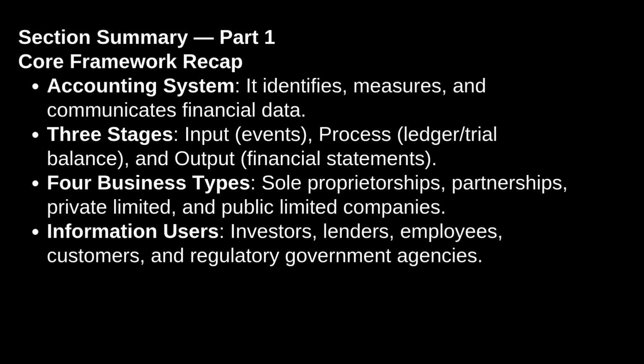Let's start with a rapid-fire recap of our core structural frameworks. Remember, an accounting system isn't just about math, it is a structured process that identifies, measures, and communicates financial data. It moves sequentially through 3 stages: inputting raw economic events, processing them through journals, ledgers, and trial balances, and generating the final statements. We also explored the 4 primary business structures, ranging from small sole proprietorships up to massive public limited companies, and identified the key internal and external users who rely on this exact reporting to make multi-million-dollar decisions every day.